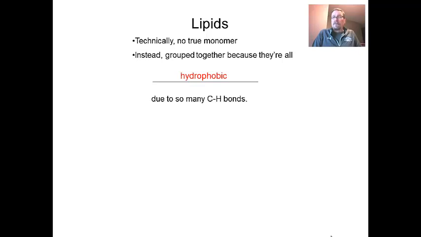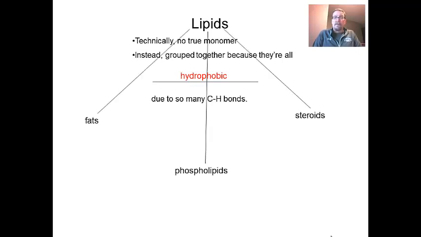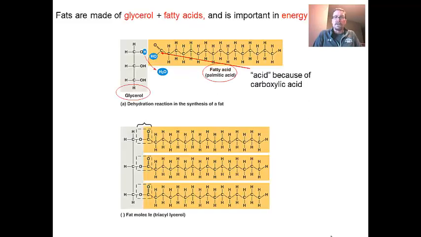Instead, they're all grouped together because they're hydrophobic and they have many carbon-hydrogen bonds. As we'll look at, one of the things they do is just have a long fatty acid tail, which is just carbon-hydrogen bonds. Okay, so here's the basics. Here's the glycerol backbone. Here's a long fatty acid chain. So this would be a triglyceride because it has 3 long fatty acid chains on it. You've got a carboxylic acid on the end of these. Here's your dehydration synthesis. This is your fat storage.